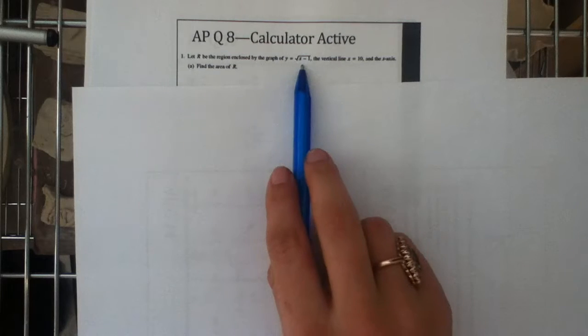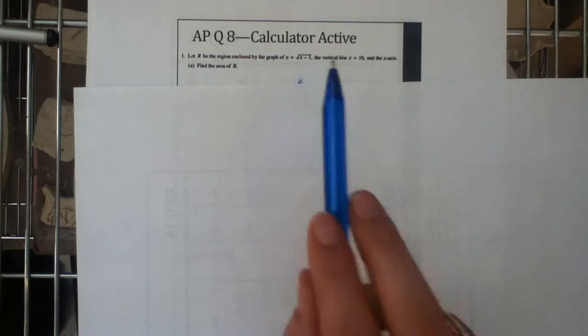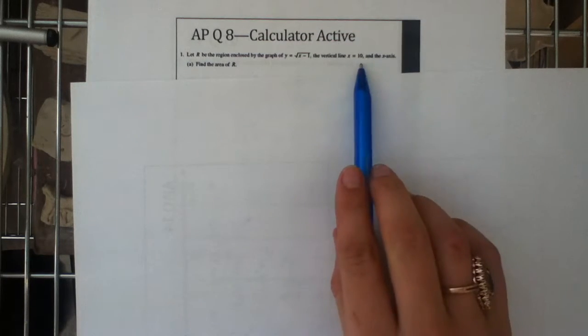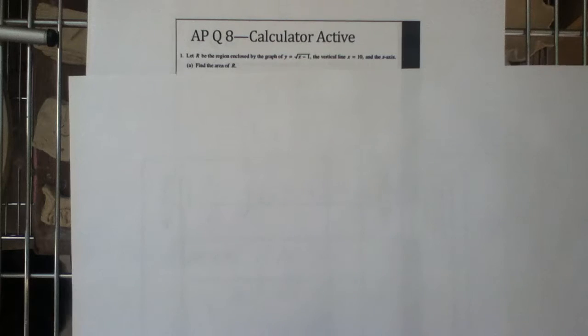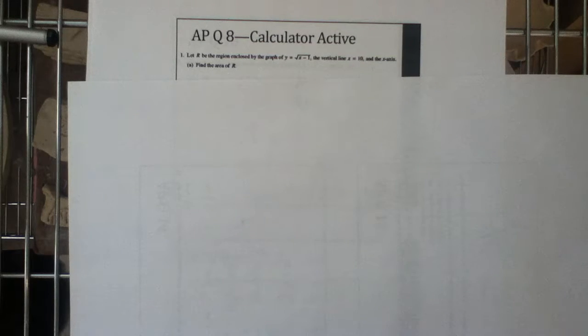So you want to sketch this. Think about the transformation up, down, left, or right 1. Think about the vertical line, x equals 10. Sketch each, and then you're going to find the area of R. Okay, so I'll let you do it.